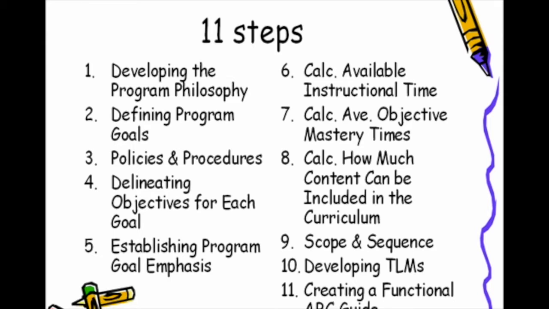Step 6 is we'll calculate the available instructional time. We'll do some math, some really simple math, to determine how much complete instructional time we have over the academic year. Step 7, you'll calculate the average objective mastery times. You have to be creative here. How long do you think it will take for you to have the students master each objective in your curriculum?